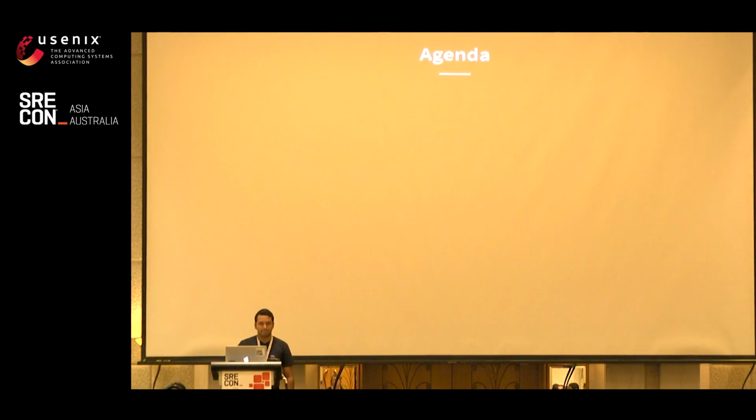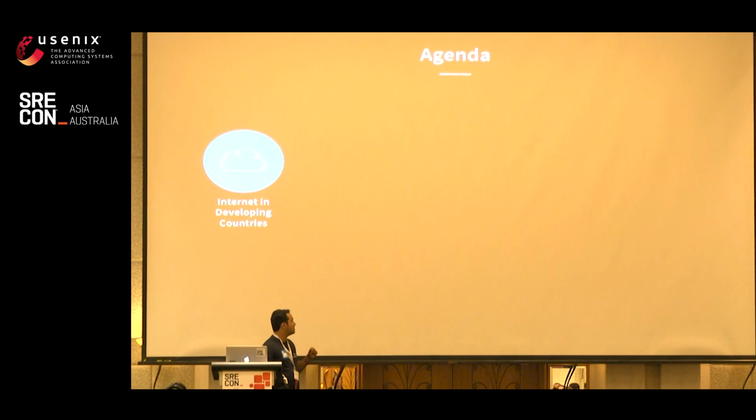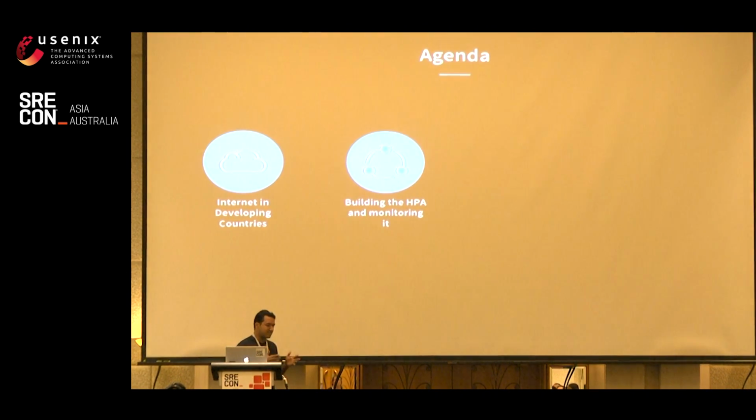So today we'll first find out why we need this high performance application for the developing markets. That starts with the status of the internet in developing countries, and that's how we derive what the application needs to be. And then we get an overview of how we built the application and how we set up the monitoring for it.